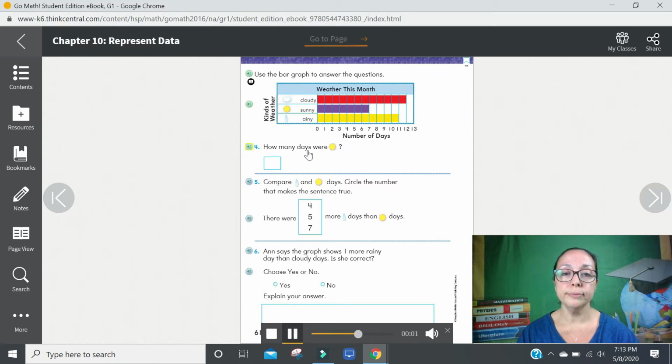4. How many days were sunny? ¿Cuántos días estaban soleados? So let's look at the sunny one. And we're going to look at that bar. And we're going to write the number in the box. Pon el número en la cajita. All right, number 5.